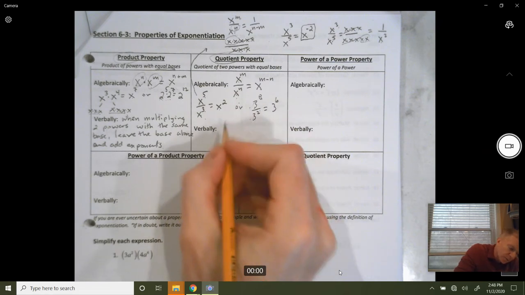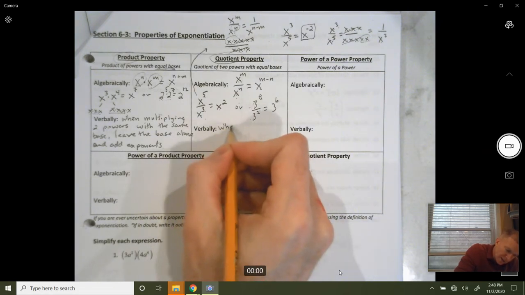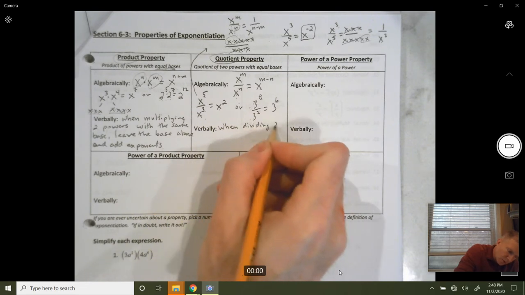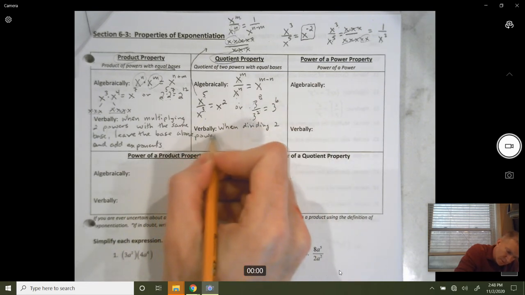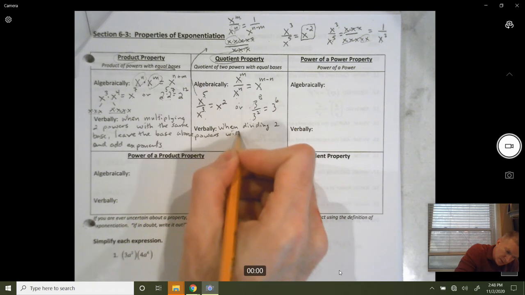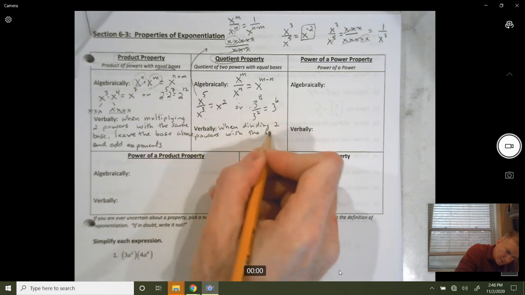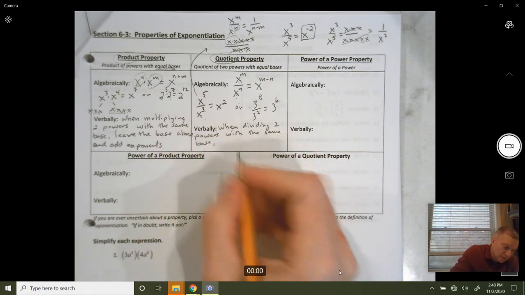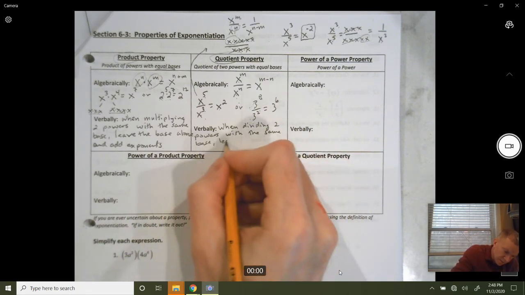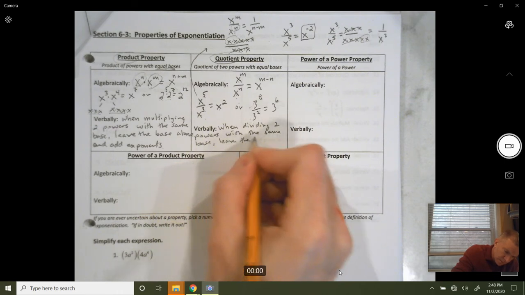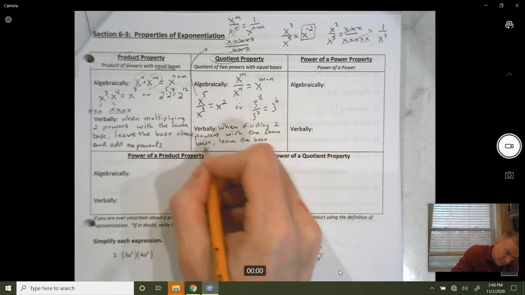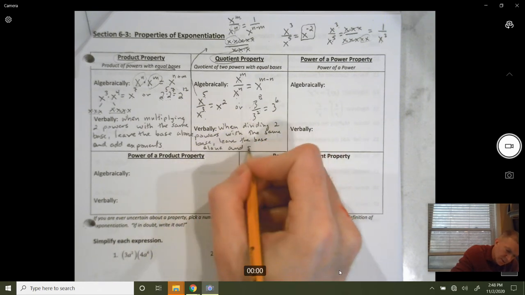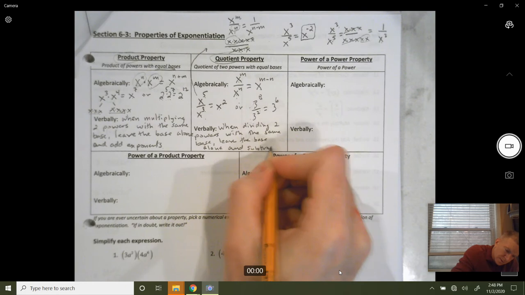Okay. So verbally, what does this mean? When dividing two powers with the same base, leave the base alone, and subtract the exponents.